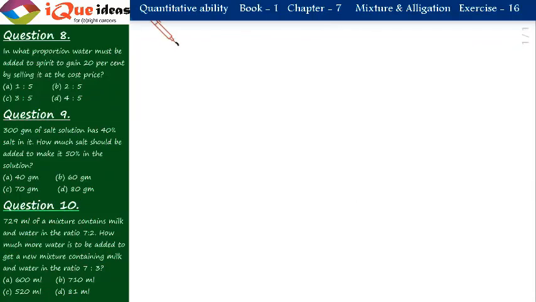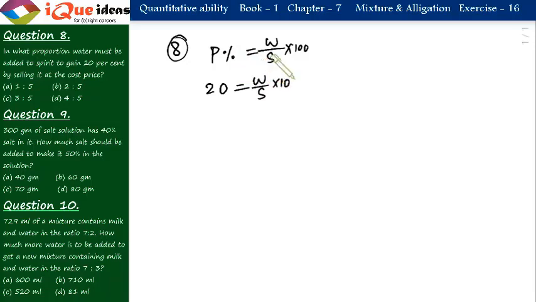Now question number 8. We can straight away do this. In what proportion must water be added to spirit to gain 20% by selling it at the cost price? We straight away say that profit percentage is equal to water by spirit into 100. Profit percent in this question is 20, water is W, spirit is S, into 100. So from here we get W by S, the ratio of water and spirit, is 20 by 100, and 20 by 100 is 1 by 5. So the required ratio of water and spirit is 1 is to 5.